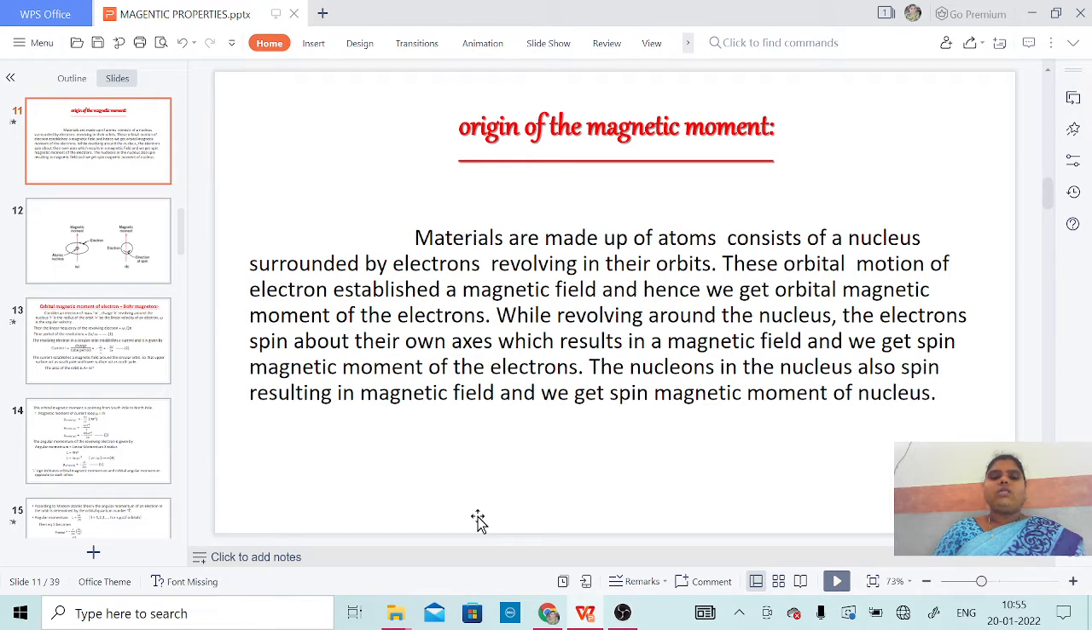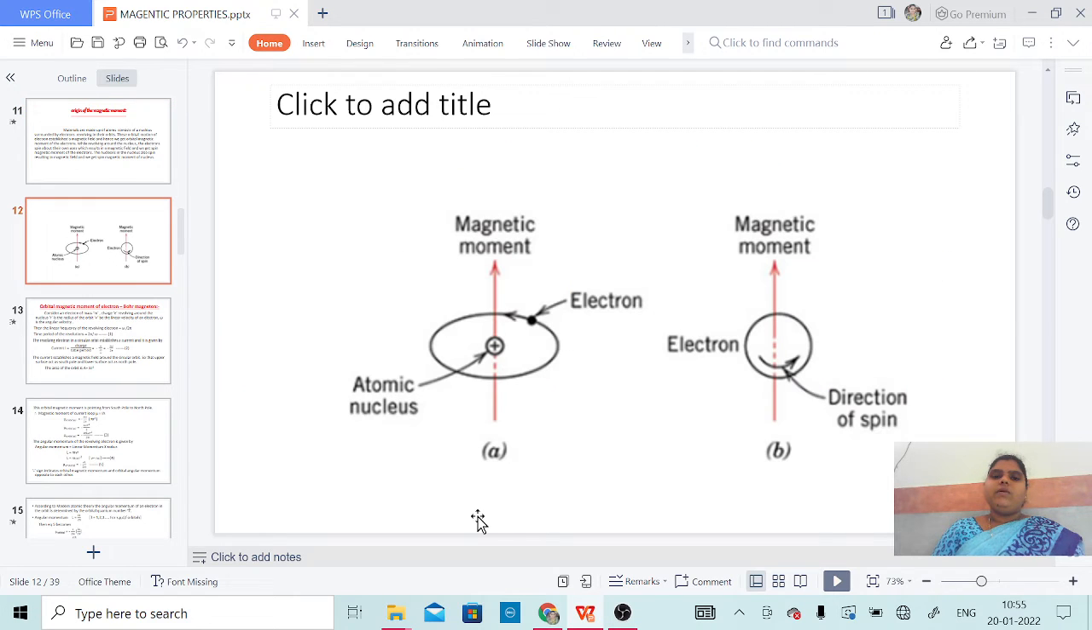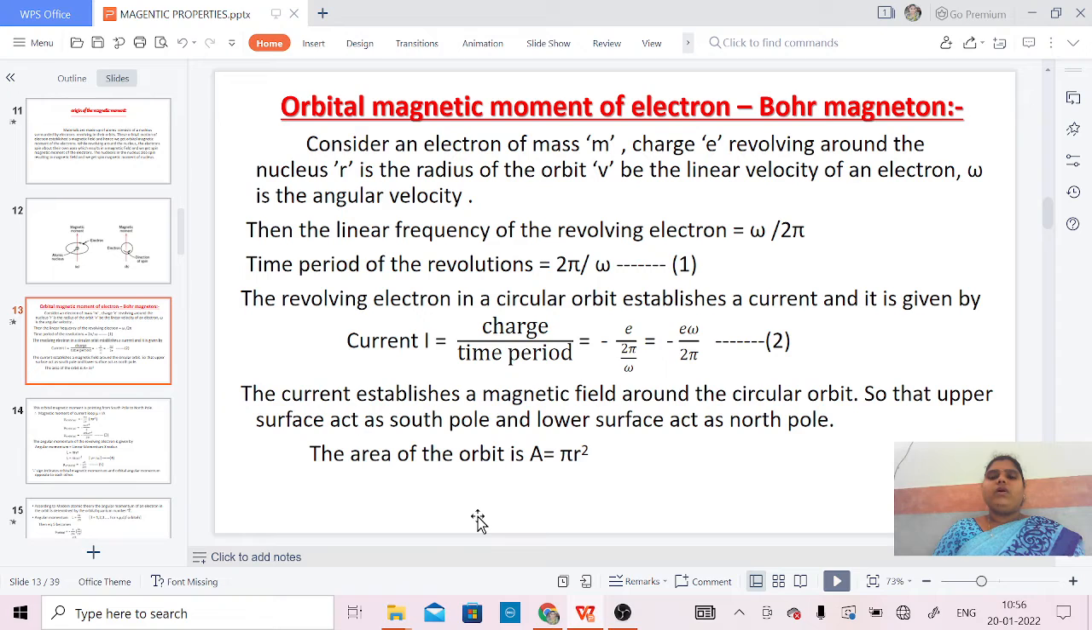Now let us see the origin of the magnetic moment. See here what we are observing in this diagram. The center is the atomic nucleus, with the electron revolving around the nucleus, and along an axis there is a magnetic moment. Figure B represents the direction of spin of the electron, that means the direction of spinning is in this direction only. Next, the orbital magnetic moment of electron, which is nothing but a Bohr magneton.